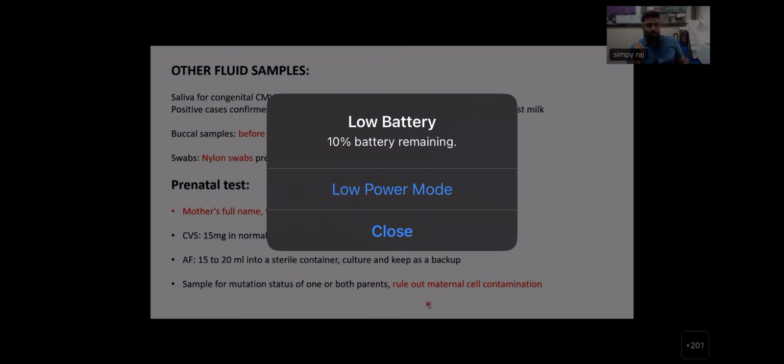For other fluid samples, like saliva for congenital CMV, you must take care that the sample is collected 1 hour after the baby has breastfed, and there should also be a sample from the mother so that we can confirm that the mother is positive and the baby is negative. Buccal samples you also have to collect by taking care that the baby has not been fed just now. And in the case of swabs, nylon swabs are preferred over the synthetic ones.